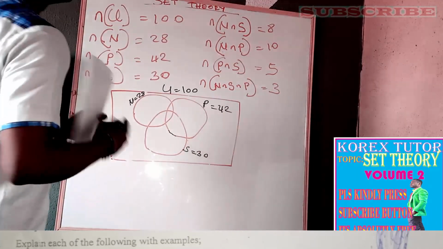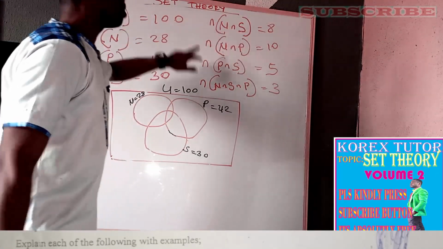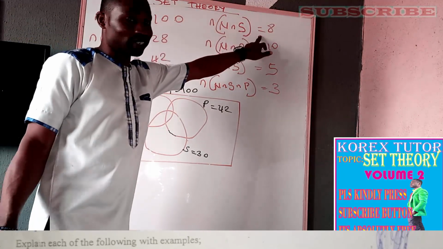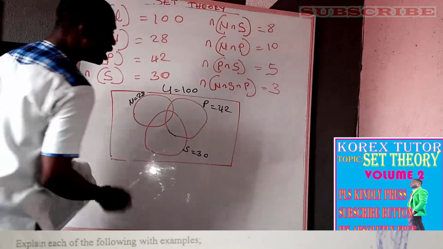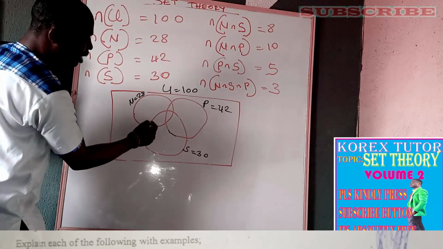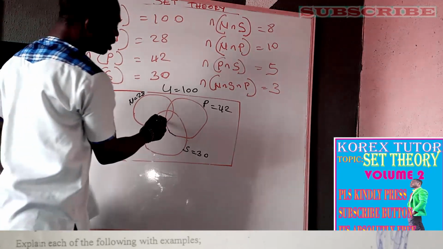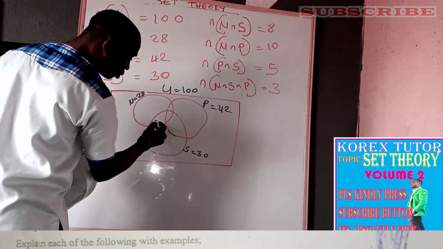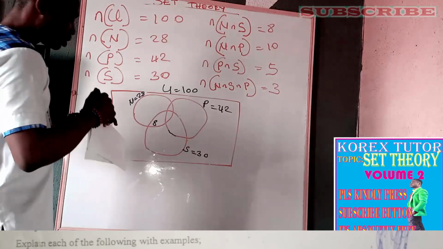Now, we say that N intersection S, that is the number of people that read Nation and Sun, is 8 from the question, right? Now, where is N and S? They intersect at this particular place, right? So this particular place is supposed to be 8, right? So it's supposed to be 8.